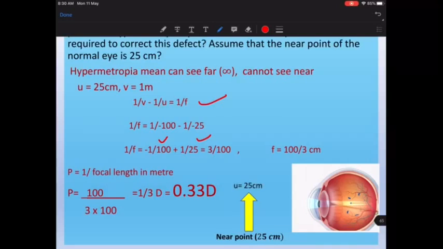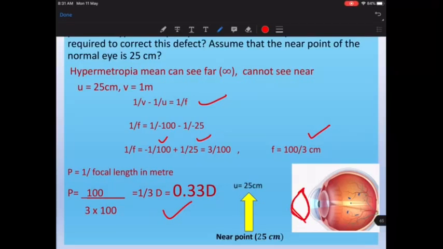So this is how you got to understand. It is easy. Whatever he wants to see is going to be your U. Whatever he can see is going to be your V. And all of you know how to correct hypermetropia. We've already done it while we were studying the defects of the eye. So draw that diagram here.